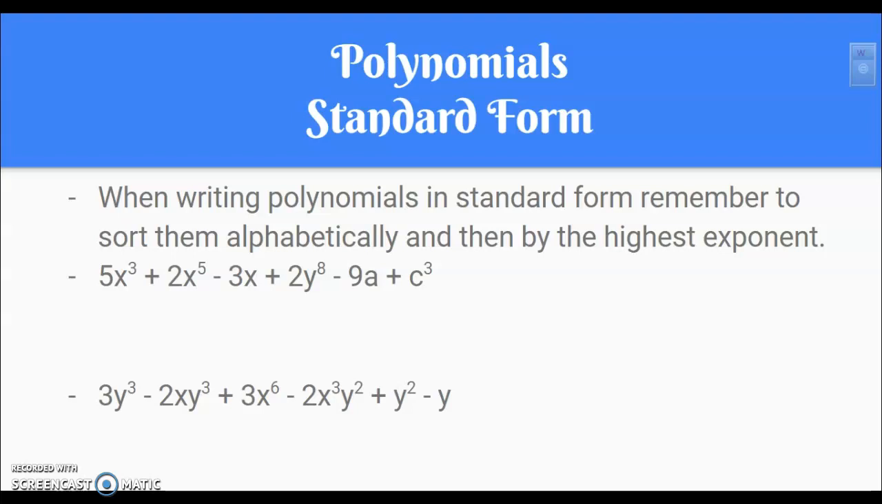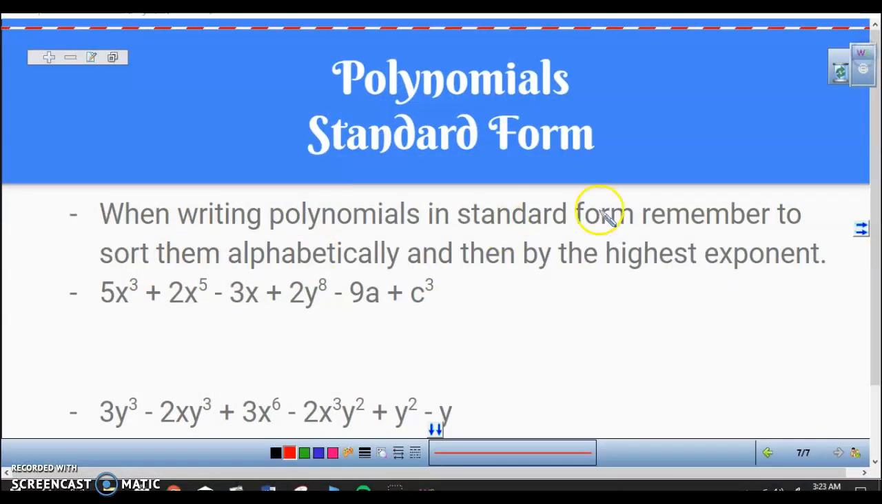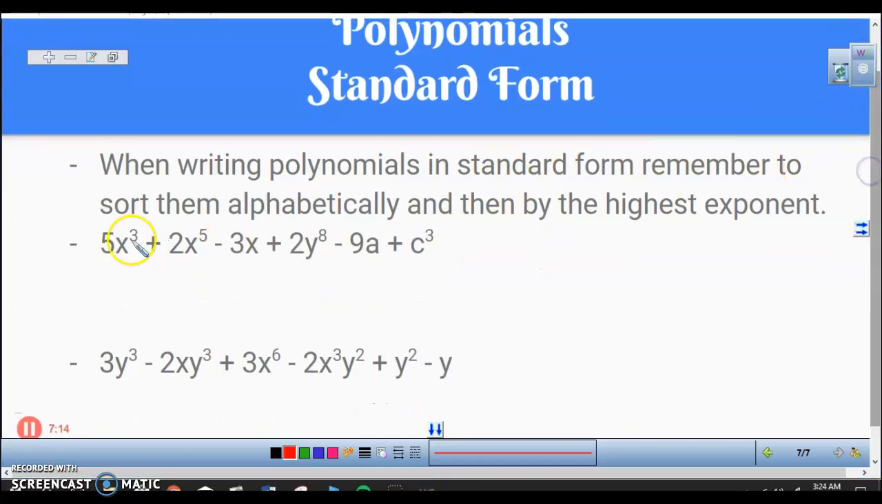Remember, when writing polynomials in standard form, you have to sort them alphabetically and then by the highest exponent. So by sort them, I mean sort the variables. So let's look at an example here. First you need to check to see if you can combine any like terms. X to the third, x to the fifth, x, y to the eighth, a, and c to the third. None of those are alike. So now I'm going to sort them alphabetically.